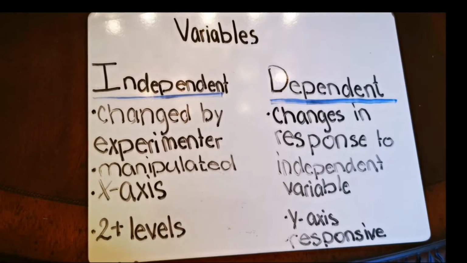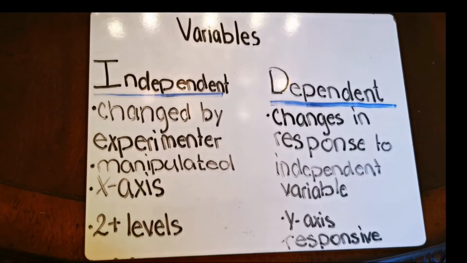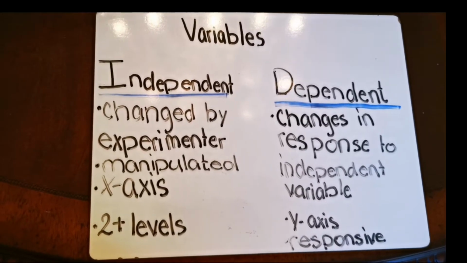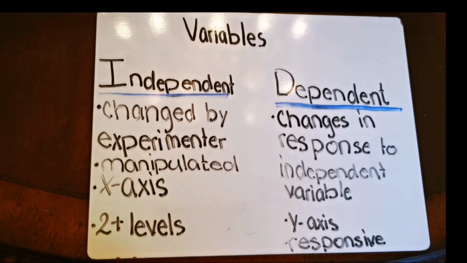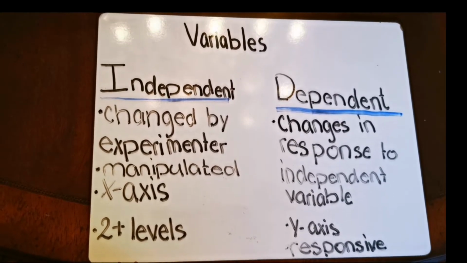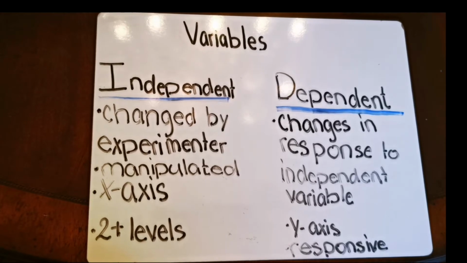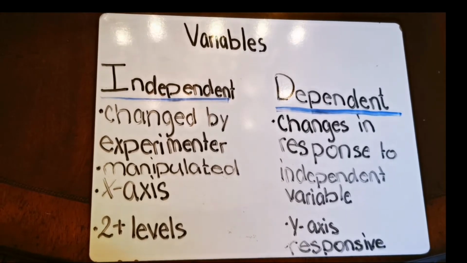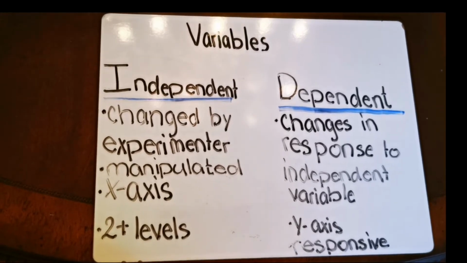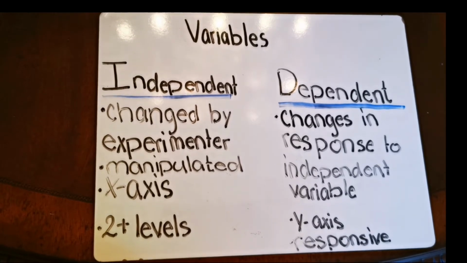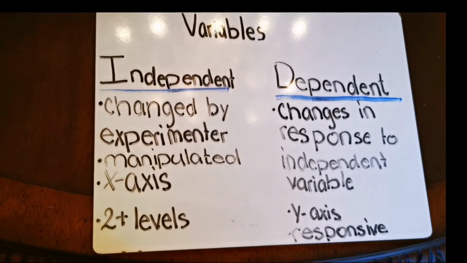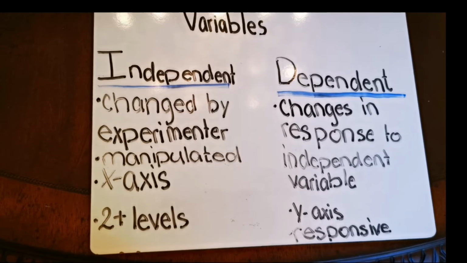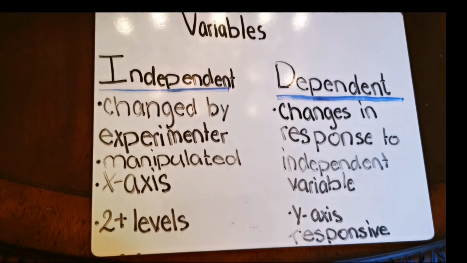Whereas a dependent variable is a variable which changes in response to an independent variable. For instance, if the water a plant receives changes, then the plant growth would change. So the dependent variable is the variable that changes because of the independent variable changing. Thus, the dependent variable is also called the responsive variable, and it's plotted on the y-axis.